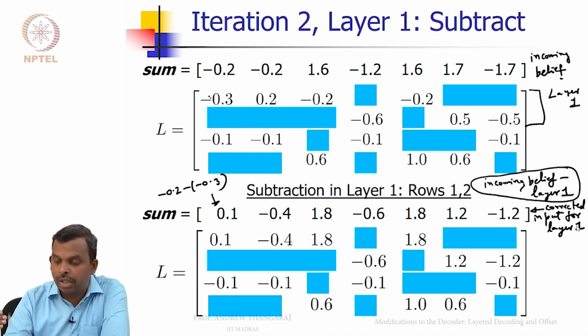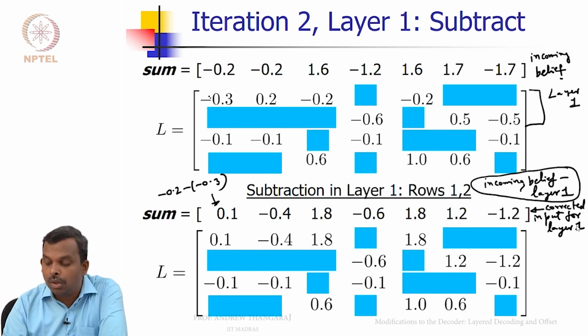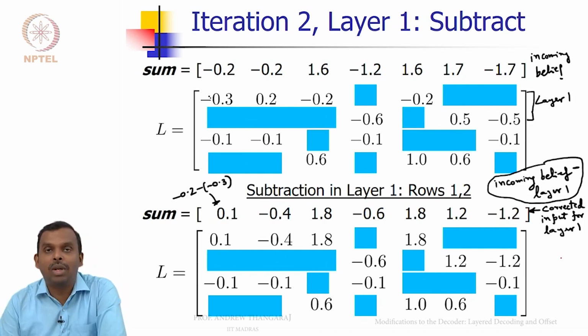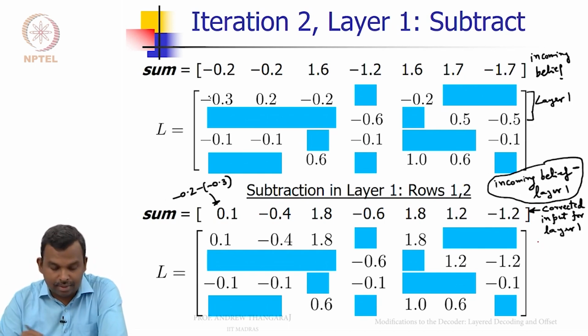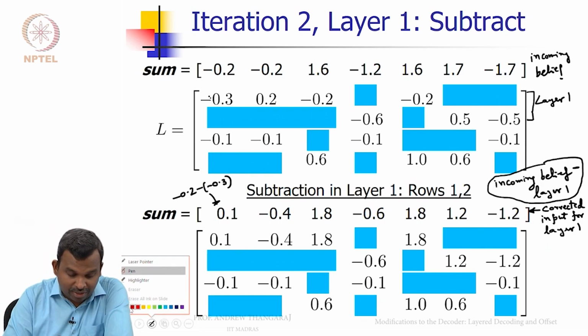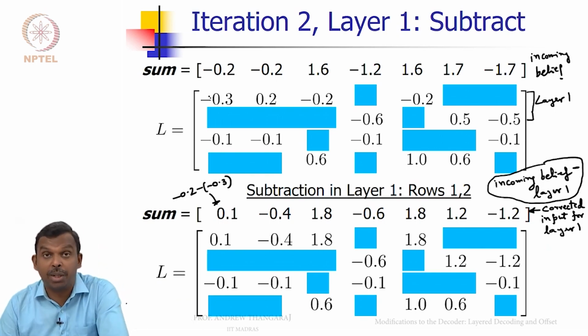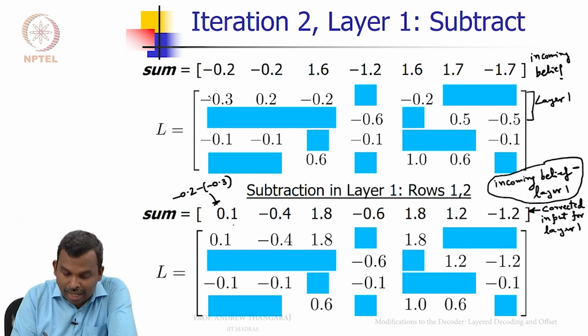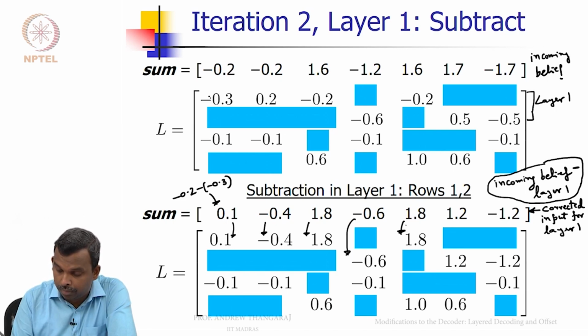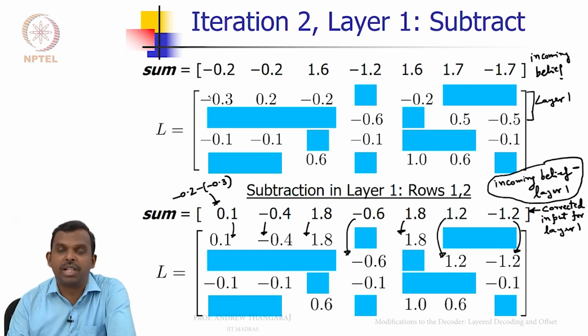So, the incoming belief, you subtract it from layer 1 and you get the corrected input for layer 1. Once you have the corrected input for layer 1, everything else is the same. Once you have the corrected input, everything is very straightforward. You repeat exactly what you did before. You start moving the values into the correct positions, and then you proceed as before.